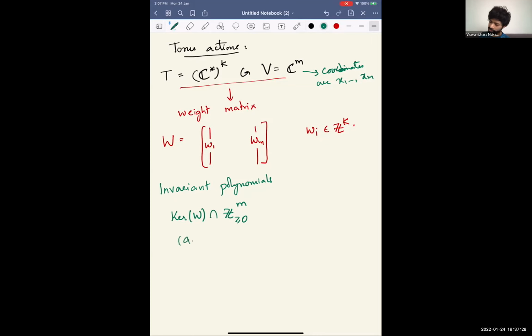So if I have such an A1 to Am, basically what does this mean? This just means the sum of Ai Wi is 0. That's it. And they have to be non-negative integers. Okay, so find a non-negative linear combination of these weights that adds up to 0. And associated to that, you get an invariant monomial. And that invariant monomial is x1 to the a1, through xm to the am.